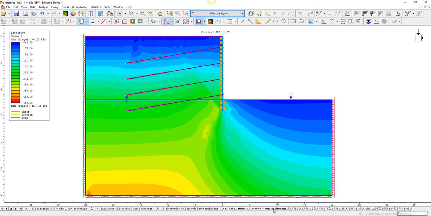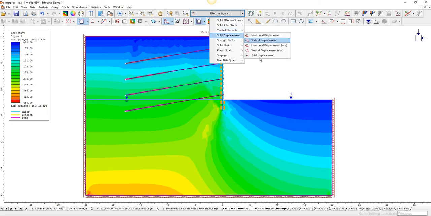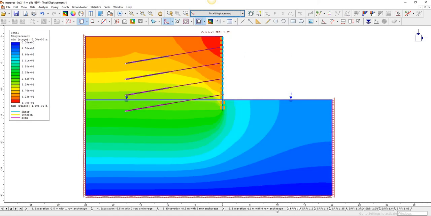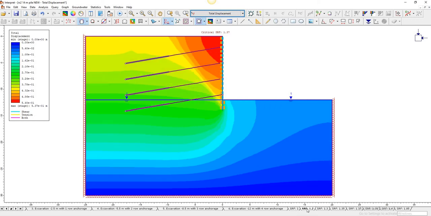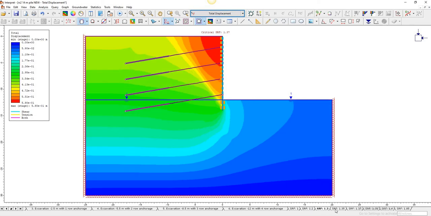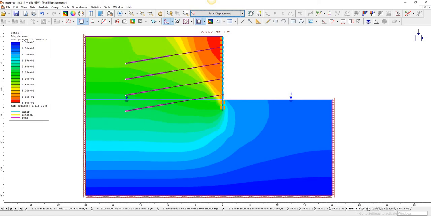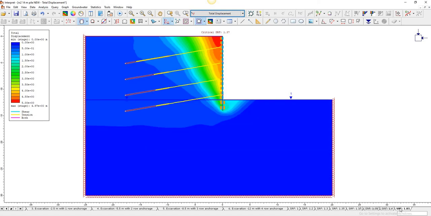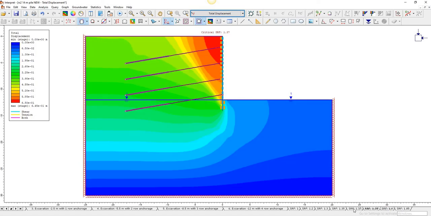Okay, for example, this is the last stage, so that's why you can see that even the total displacement for excavation, the last stage, and the SRF equal to 1 is the same, because the strength reduction factor equals 1. But when the strength has been reduced more, like the factor of 1.2, 1.35, 1.37, 1.38, 1.4, 1.85, you can see that the displacement is getting higher.